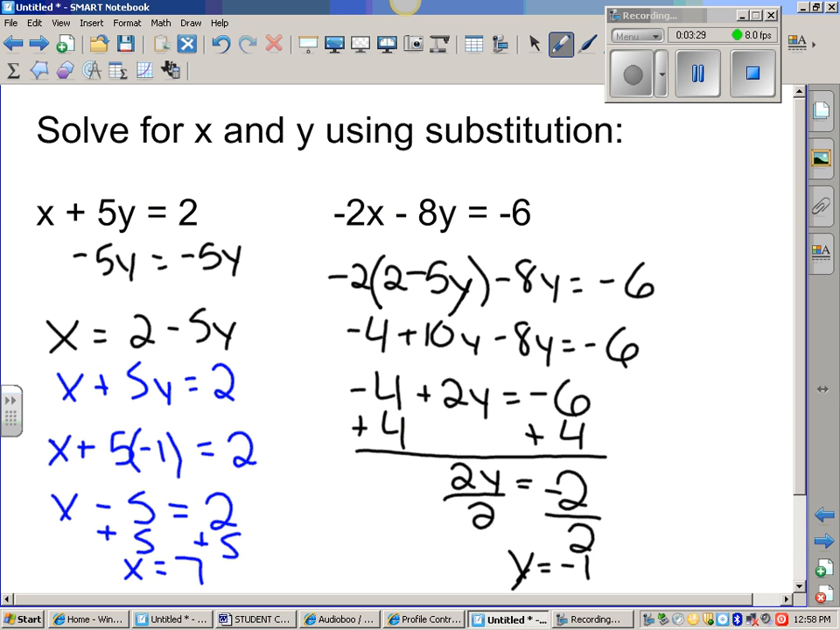Now write your coordinate as your answer. Every coordinate is made up of an x and a y. Write your coordinate. (7, -1). Good. Now, once you have your answer, what can you do? You can check the answer. We're not going to because it's time consuming, but I promise that's correct. Good job.